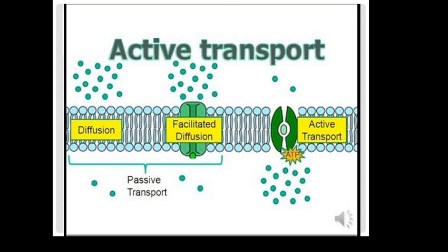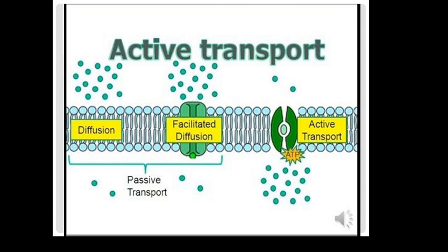Examples of active transport: minerals from the soil enter the roots. Glucose from the small intestine enters the blood, which is during absorption. Sodium and potassium ions move across the cell membrane. Okay, so now we know the difference between active transport, osmosis, and diffusion.